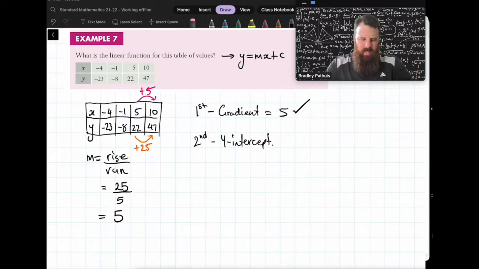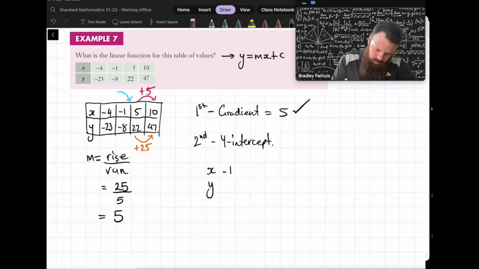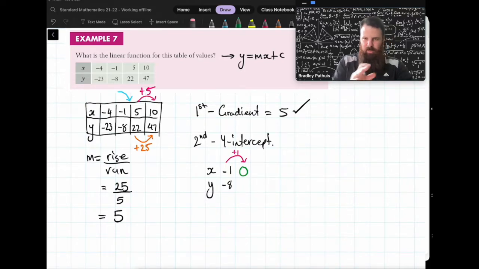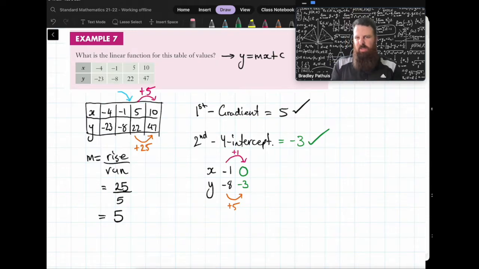Now, I'm looking at it, and I'm noticing just here, I know -1 is very close to 0. So if I was just to rewrite that quickly down here, x, y, -1 was -8. Now, we want to go up by 1, because when we go up by 1, we're at 0. Remember, our gradient is 5. So because our gradient is 5, that means when we move across the x-axis by 1, we're changing our height by positive 5. So -8 + 5 is minus 3. Cool. Now that we know that, we just plug them into the formula.